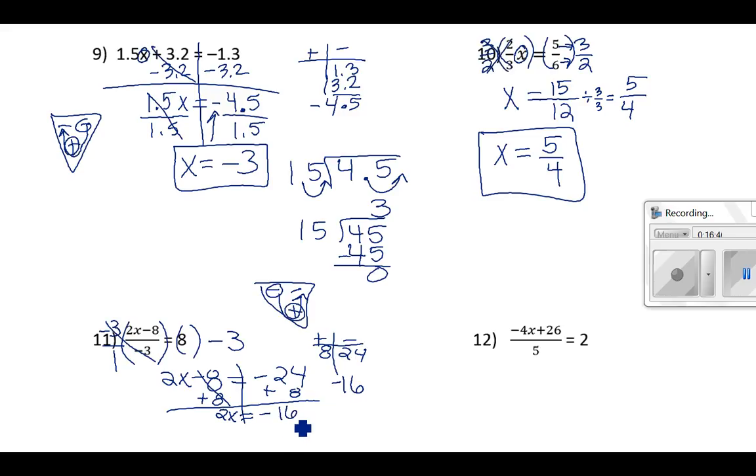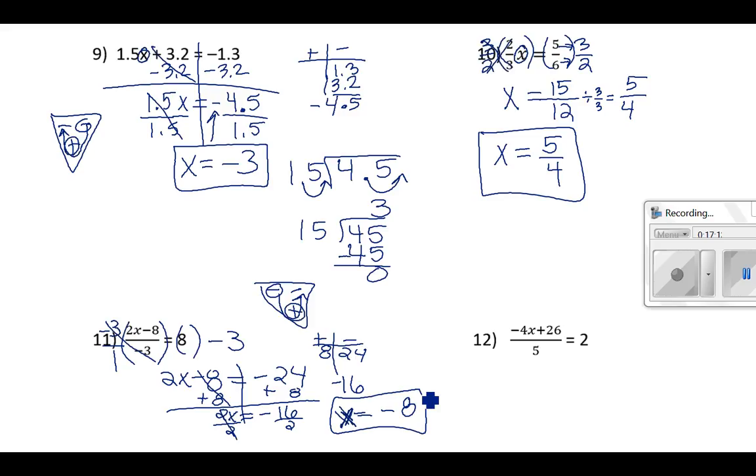Still trying to isolate the x, so I'm going to divide both sides by 2. So x equals a negative, because it's a negative divided by a positive. 16 divided by 2 is 8. So x equals -8 would be your answer for number 11.